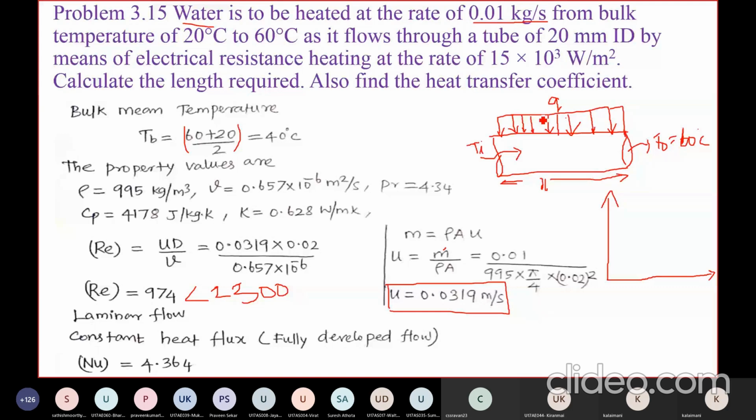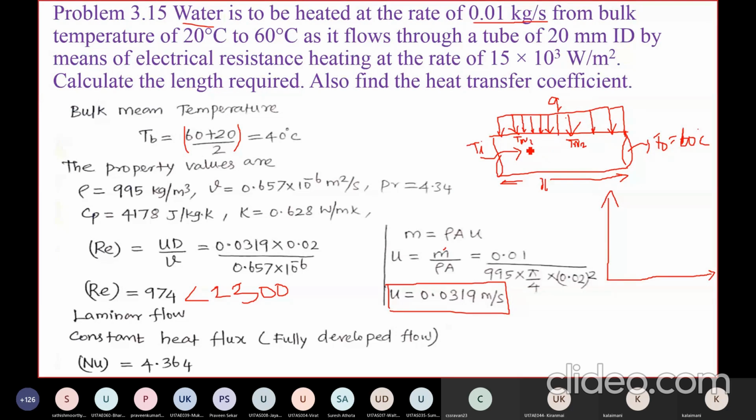So if you are continuously giving constant heat flux, the surface temperature in this location may be TW1. In this location it may be TW2, where TW2 is greater than TW1. So the surface temperature is not a constant here. It is because we are continuously giving heat flux to the system.